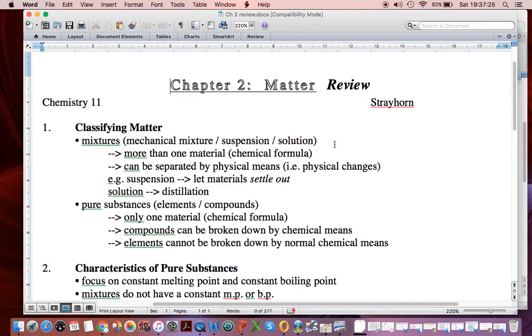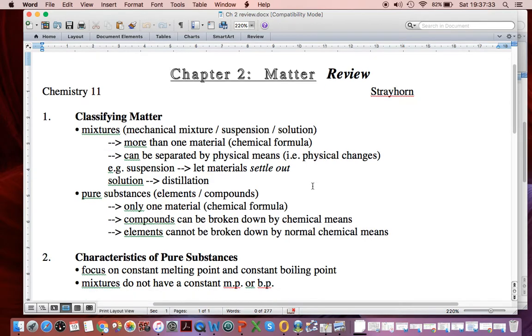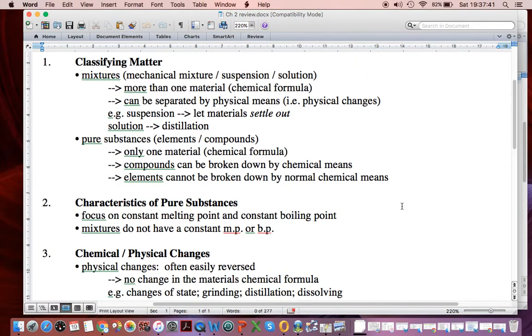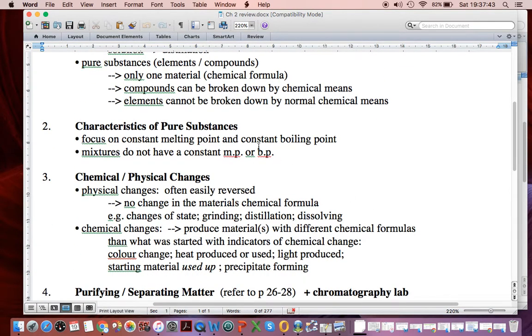So we form and separate mixtures by physical changes, and yes, you should know how to separate a mechanical mixture, suspension, and solution. For pure substances, we have elements and compounds, and these are altered by chemical changes. There are some things about the characteristics of pure substances, and yes, it's a good idea to read Chapter 2.